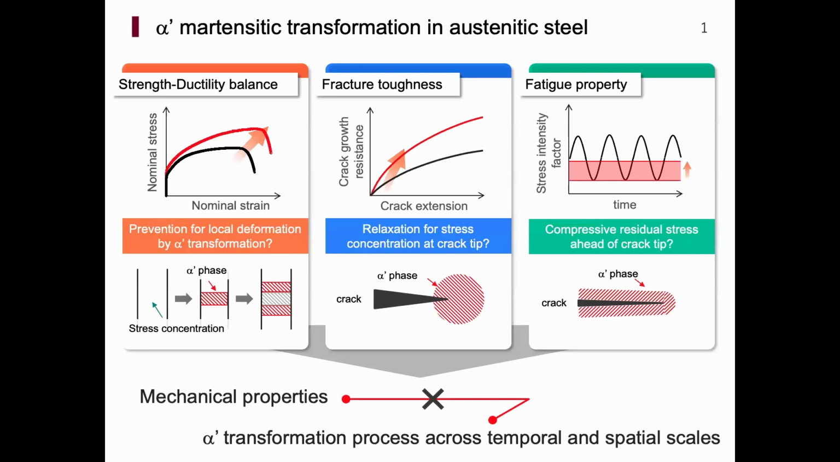This alpha prime Martensitic transformation improves mechanical properties of austenitic alloy, such as strength ductility balance, fracture toughness, and fatigue property. Some mechanisms have been proposed to explain these improvements. However, these mechanical properties and alpha prime Martensitic transformation process across temporal and spatial scales have not yet been linked. So it is very important to investigate the alpha prime Martensitic transformation mechanism to understand their relationship.